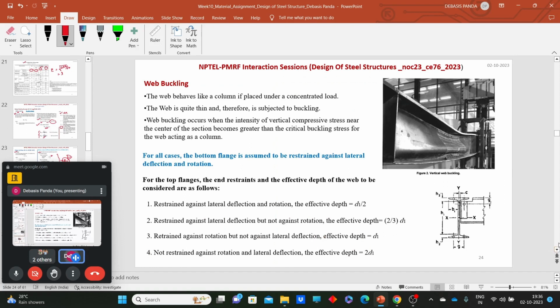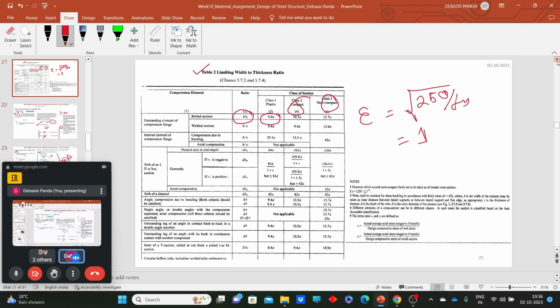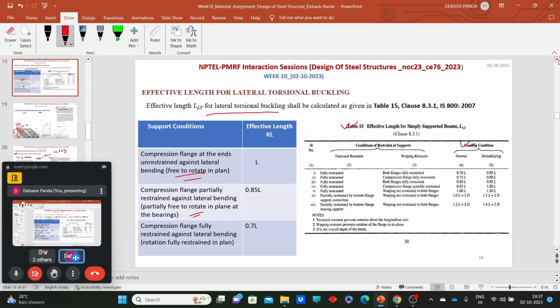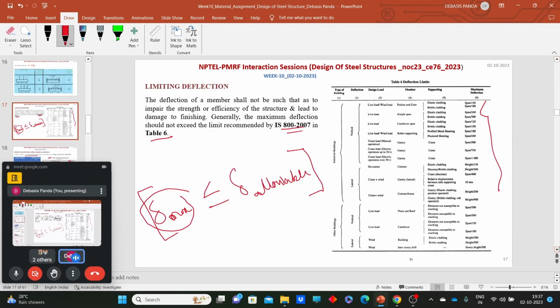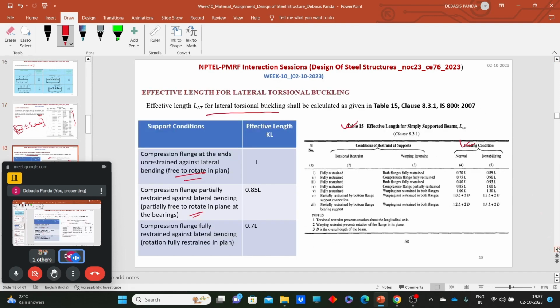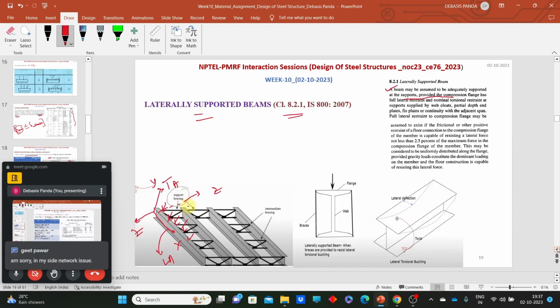Now we will talk about local failures. Till now, in the design process, we have ensured three things. One, we have ensured the deflection, the overall deflection. We have also ensured against lateral torsional buckling, by providing lateral restraints and maintaining some effective lengths.